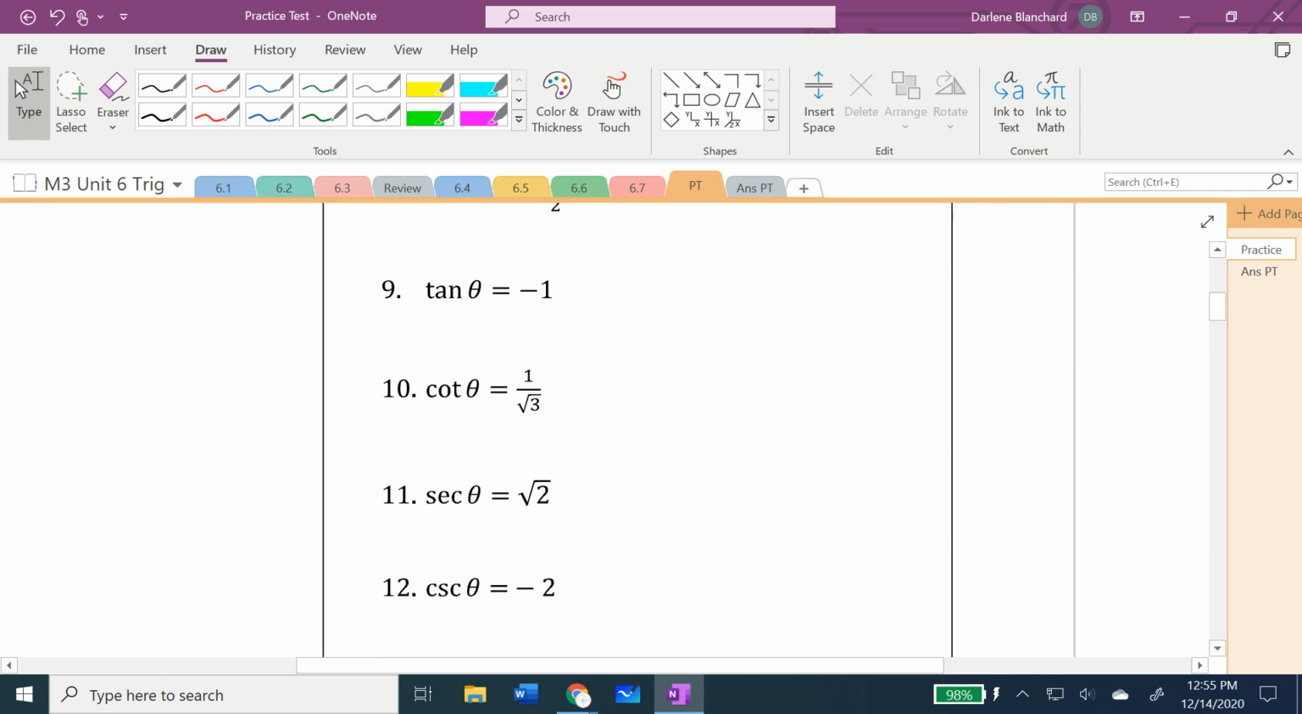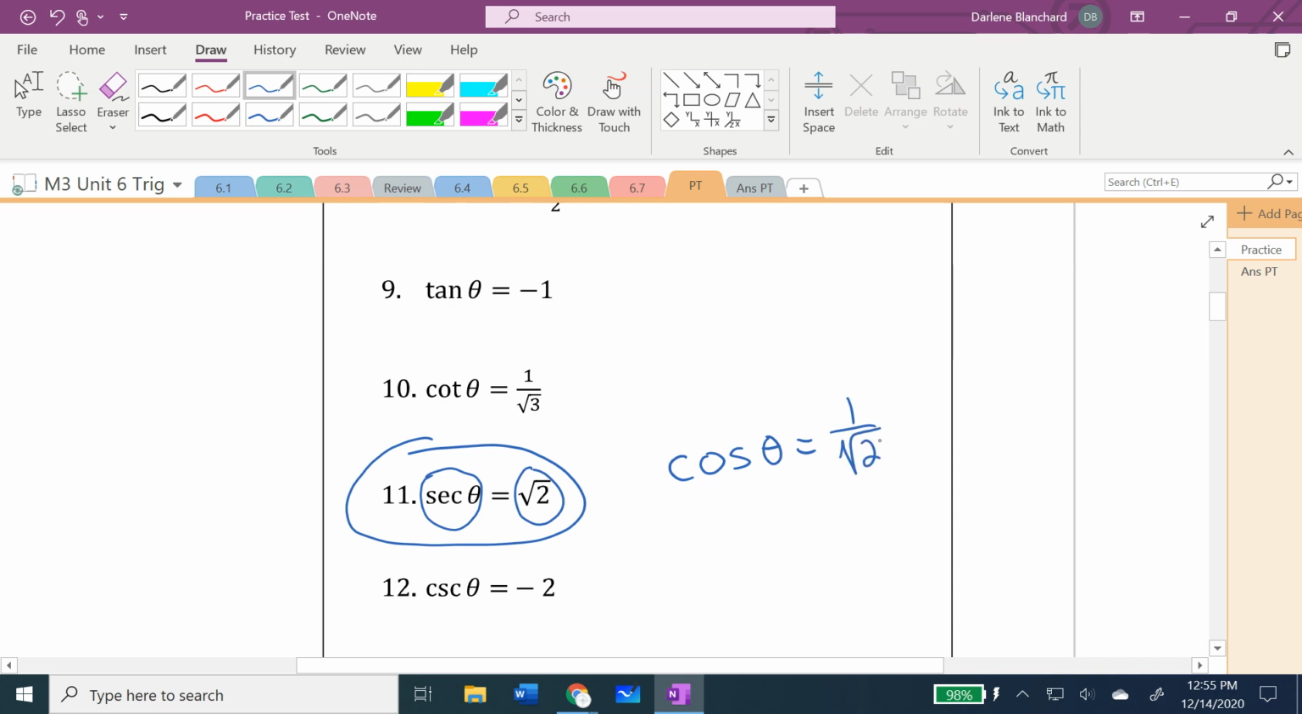With number 11, for me, I always look at reciprocal first. Secant is the reciprocal of cosine. So basically, I'm reciprocating the left side, and now I'm going to reciprocate the right side by writing 1 divided by root 2.